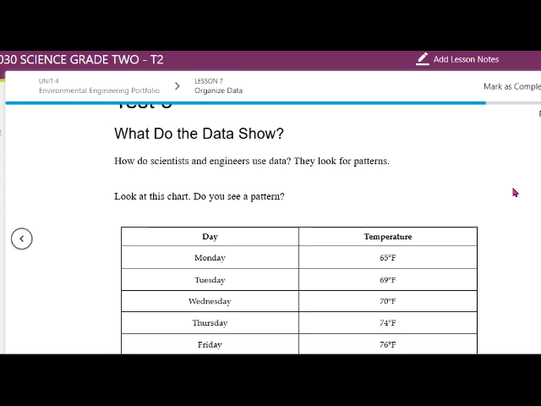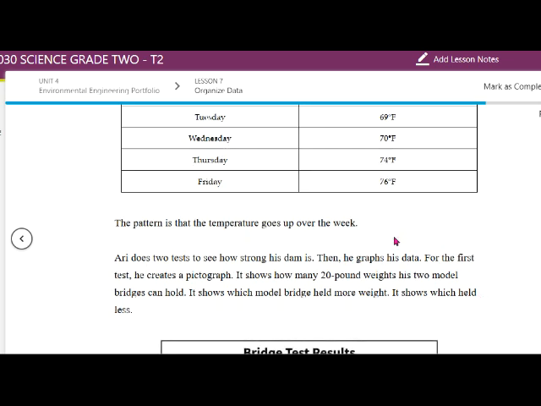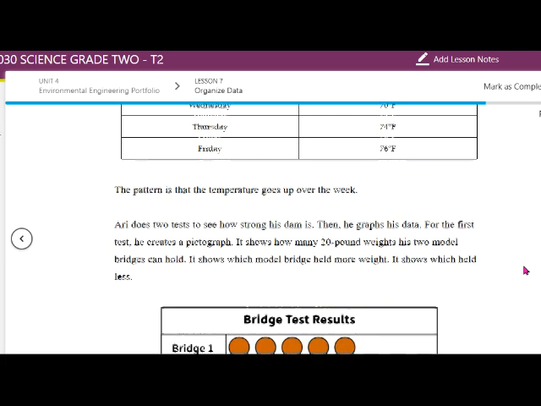They look for patterns. Look at this chart. Do you see a pattern? 65 degrees, 69 degrees, 70 degrees, 74 degrees, 76 degrees. What's happening? The pattern is that the temperature goes up over the week. So each day the temperature is getting higher.